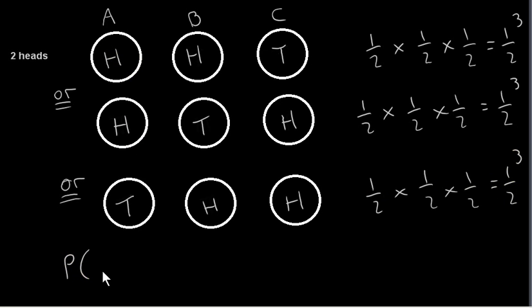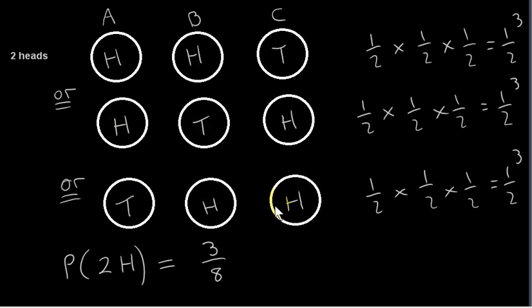So the probability of getting 2 heads, I can just write it 2H for short, is got by summing the probabilities of each of these configurations, because we have mutually exclusive events here. So our answer is going to be 1/2 cubed plus 1/2 cubed plus 1/2 cubed. Well, that's 3 times 1/2 cubed, which is actually 3/8.